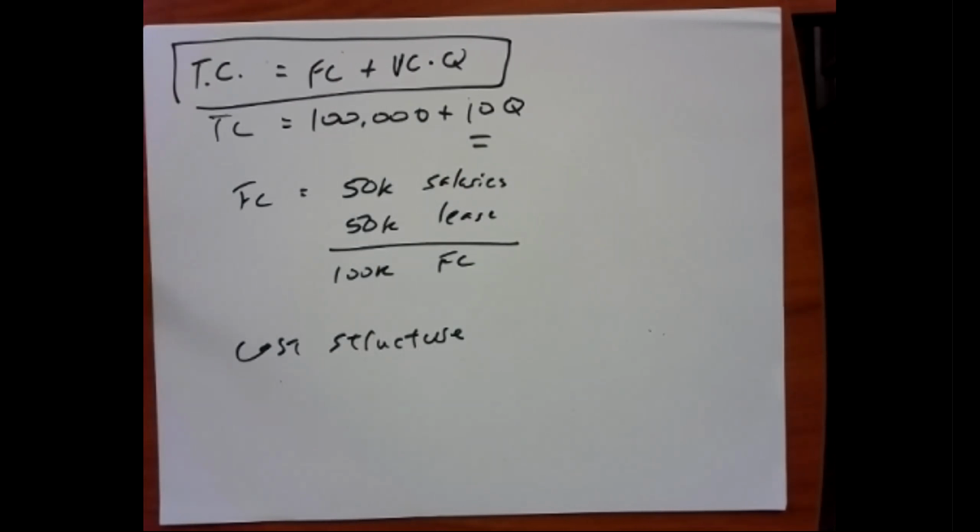There's a fixed cost component that basically is the cost of starting up the business regardless of the volume that we do. And then there is a variable cost component that increases as we increase the volume that we are doing.